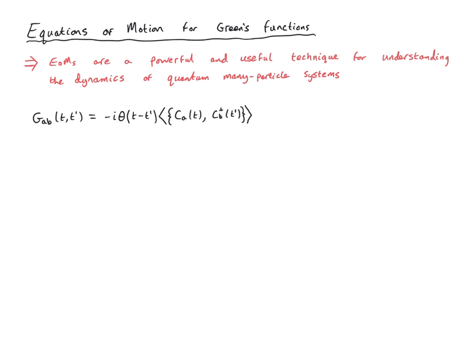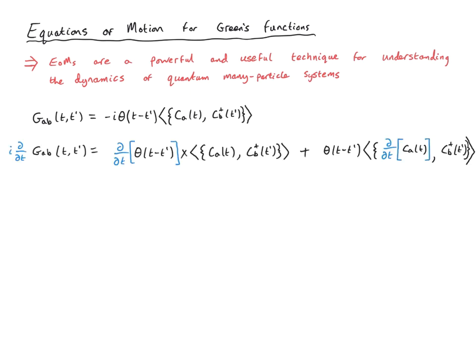This Green's function is telling us about the probability that if we put a particle into our many-body system at orbital B at time t primed, then we can take it out again in orbital A at a later time t. We now simply take the time derivative of this expression. Specifically, we're going to take i times the partial derivative d by dt of this Green's function. Notice that this partial derivative will only act on the t rather than the t-primed variable.